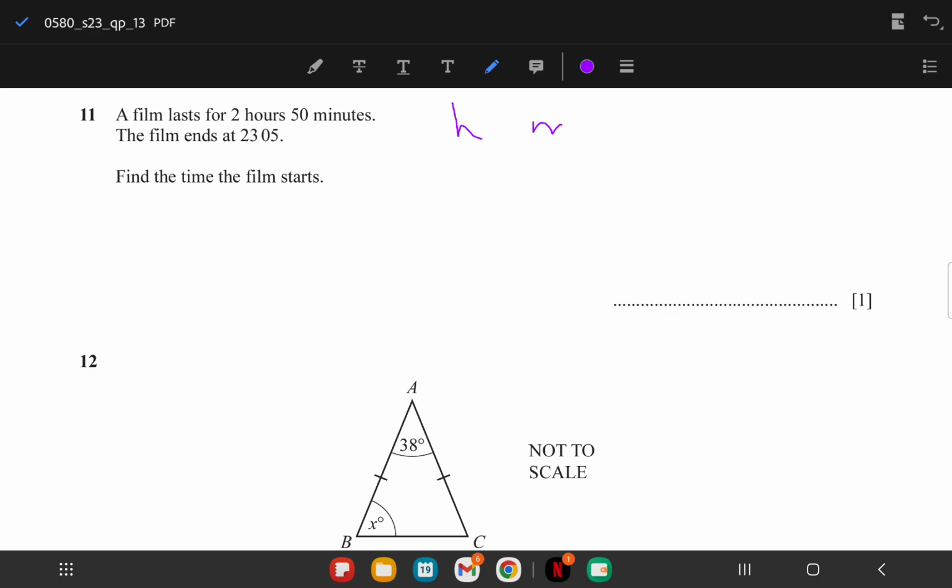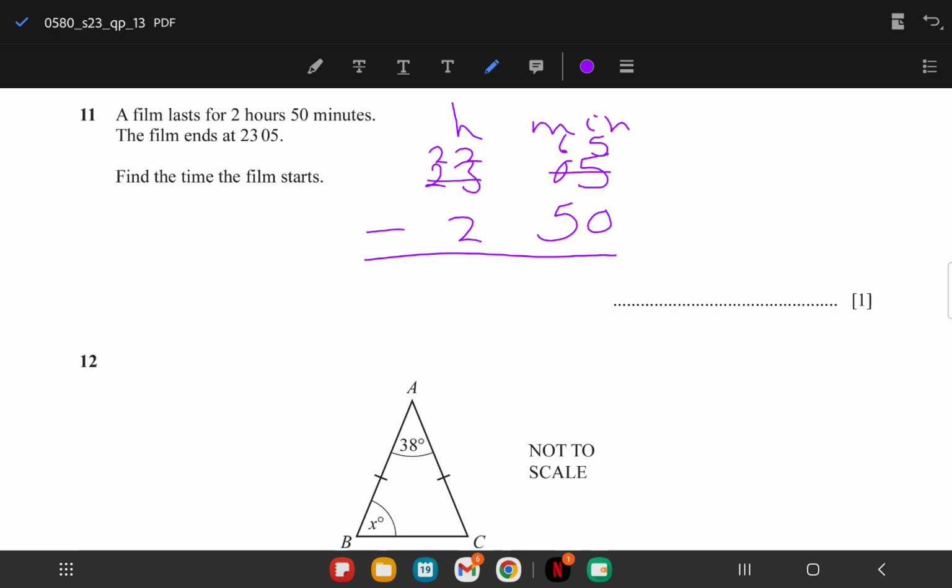So we have our hours and our minutes, and it ends at 23:05, okay? And it lasts for 2 hours and 50 minutes. So we're obviously subtracting that so we can find the starting time. Now 5 cannot subtract 50 because it's small. So I'm going to borrow an hour from here. That is going to become 22. And then that is going to become 65.